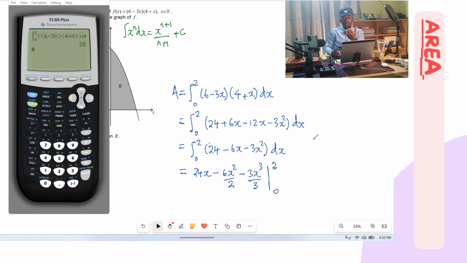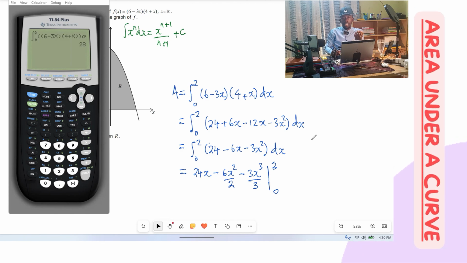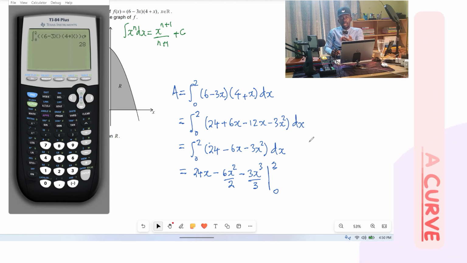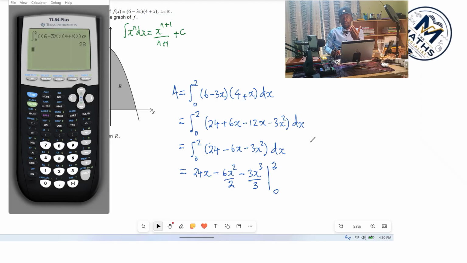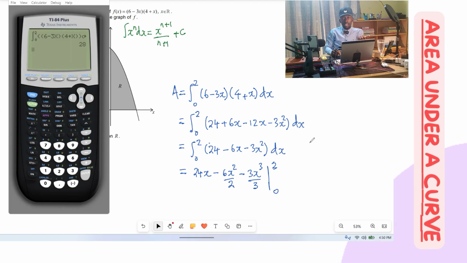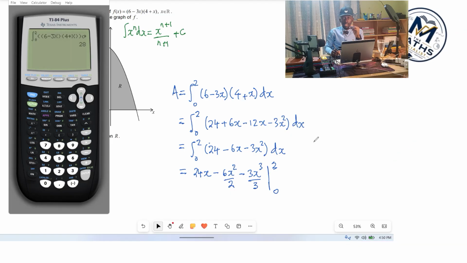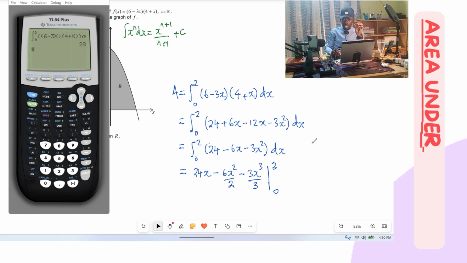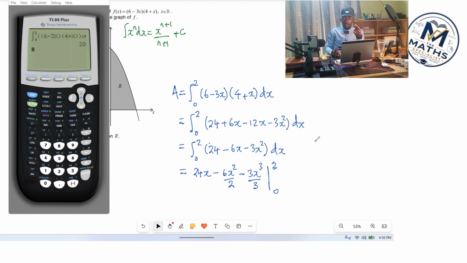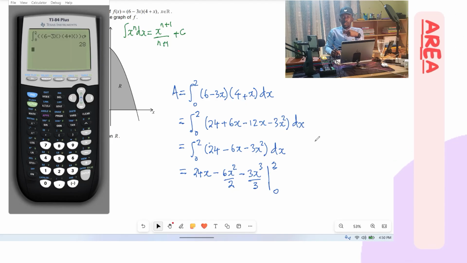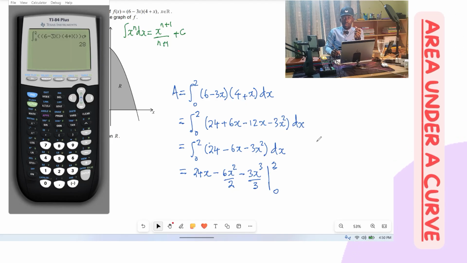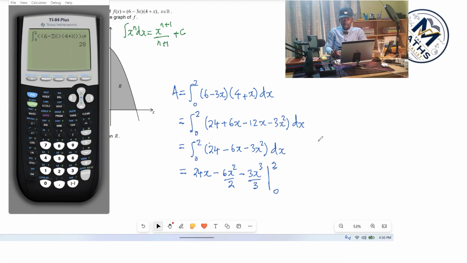The calculation of limits is performed by substituting the upper limit into the result of the integral and subtracting the result of substituting the lower limit. That is to say, we substitute the upper and the lower limit into the result of the integral, then we find the difference. That is what we are doing here.